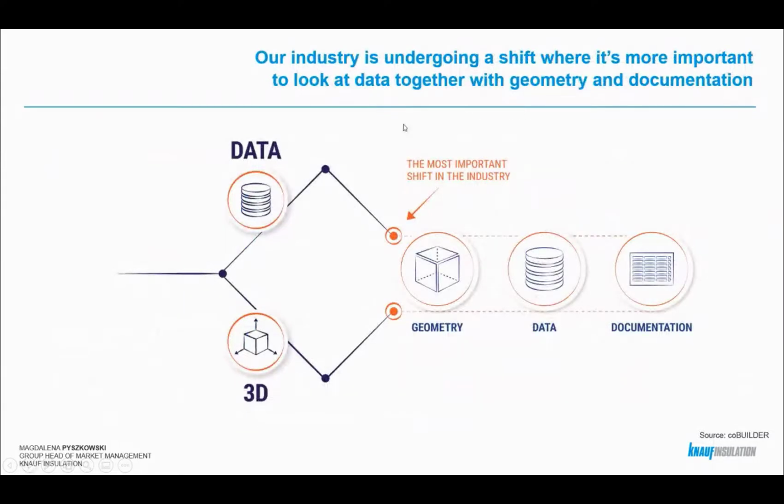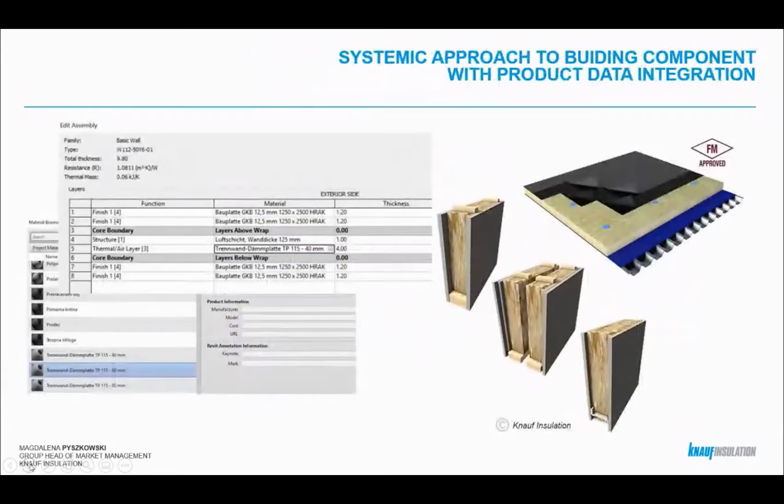What we noticed is that for 2 or 3 years now, as I mentioned already, the product itself, like the geometry, is less important. It should be supported by the data, and it is really data and documentation which is now the most important to get with the BIM object.